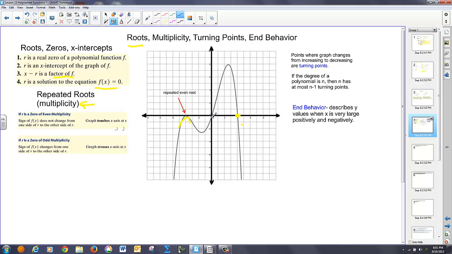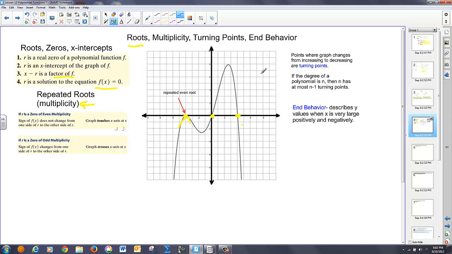This point right here has an odd multiplicity, and this point right here has an even multiplicity. What that multiplicity is, I don't know. It could be 1, 3, 5, 7, 9, or 2, 4, 6, 8, 10, whatever. But we don't know what the function is.